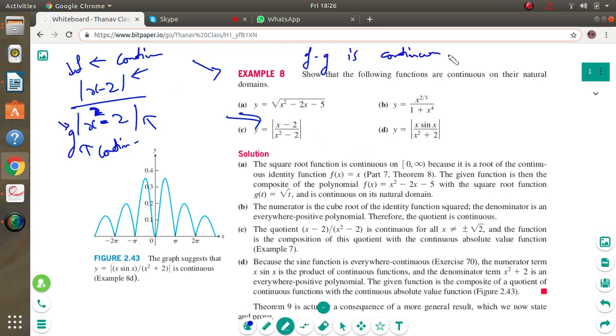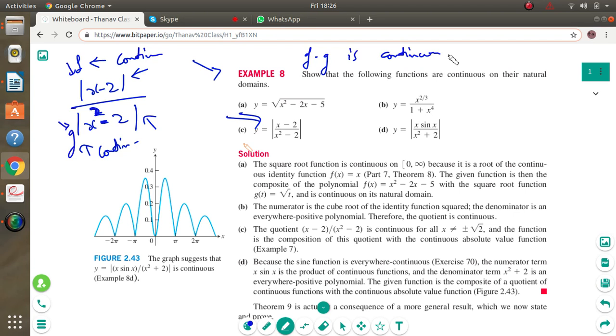If you say f into g, then you can say... I don't know if f divided by g is also continuous. I don't know, it probably is. No, it is. Whenever we have two functions f and g, if f is continuous and g is continuous, then f by g is also continuous, provided g of x is not equal to 0.